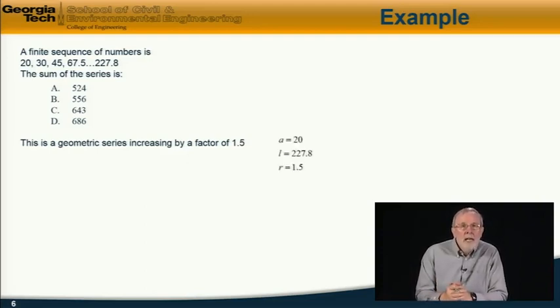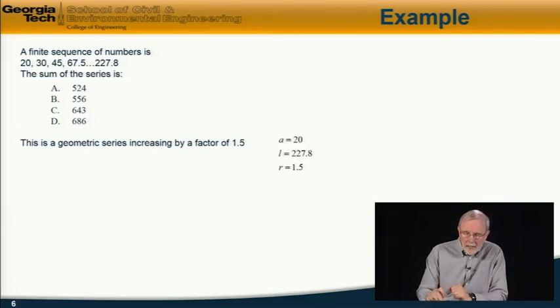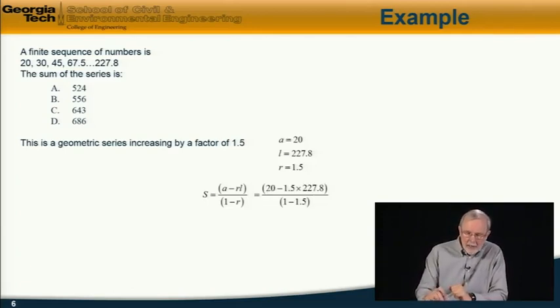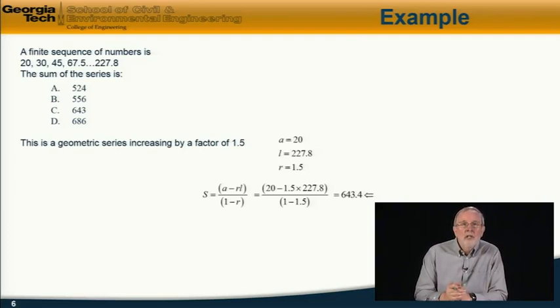And we see that by inspection the values of the variables are: the first term A is 20, the last term L is 227.8, and the multiplicative factor R is 1.5. So we can use the summation equation in this form: S is equal to (A minus RL) over (1 minus R). We know all the terms in that equation, so it is equal to 20 minus 1.5 times the last term, 227.8, divided by 1 minus 1.5, and the answer is 643.4. So the closest answer is C.